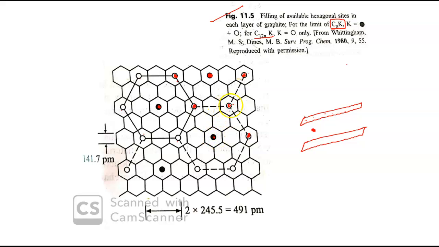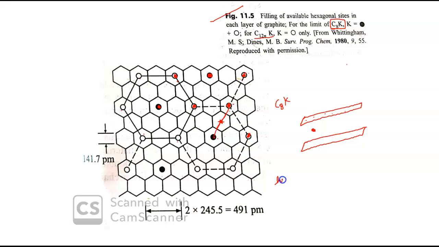So the distance between each of the potassium ions in the case of the first stage intercalation compound is twice the distance between the hexagons. So if you consider this is 1, from this center you can see, if you are calculating, twice the length of the hexagons are coming here in the case of C8M, and that is the way in which the filling is taking place.